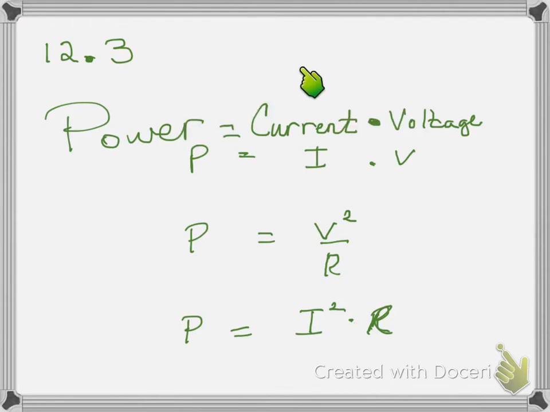And so you can see that if current gets bigger or voltage gets bigger, then of course that creates more power. So if they both get bigger, that really increases the power. But increasing either one of these, of course, would increase your power.